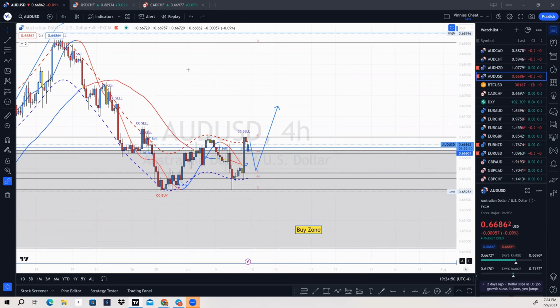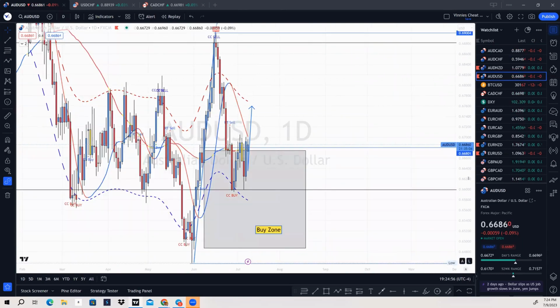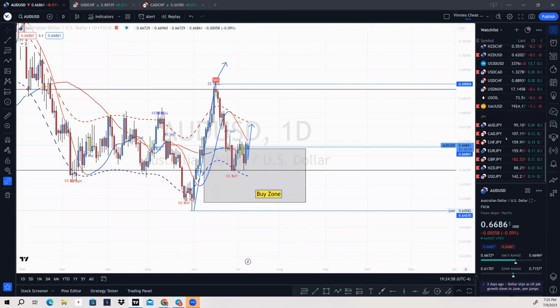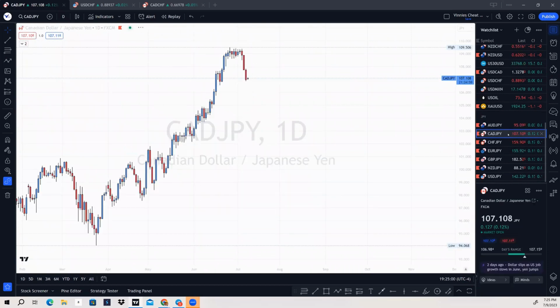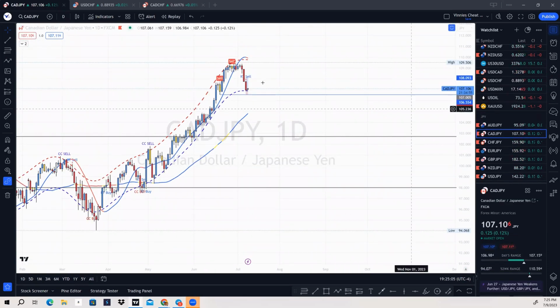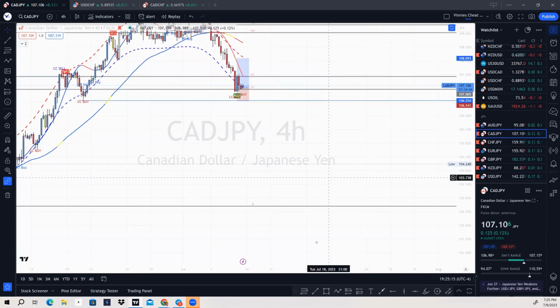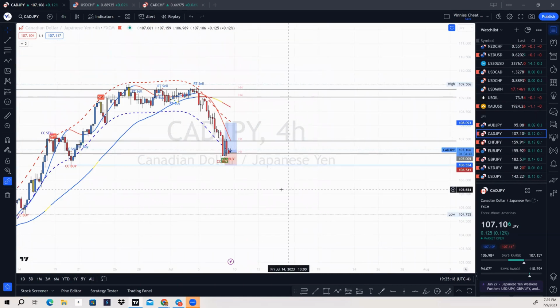Another pair that I'm looking at is going to be these JPY pairs. Let's go to the daily time frame. Let's take a look at these JPY pairs. CAD JPY, again, sold off, selling off. So I'm looking for price to pull back on CAD JPY. So if we go down to the 4 hour time frame, we should see a cheat code buy signal. I do have one on the 4 hour time frame.